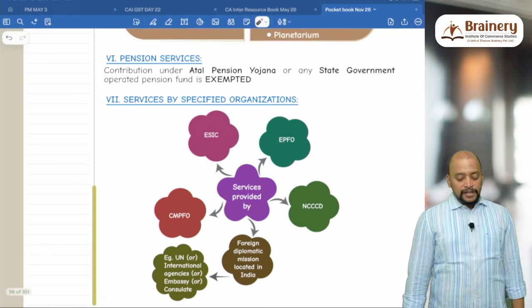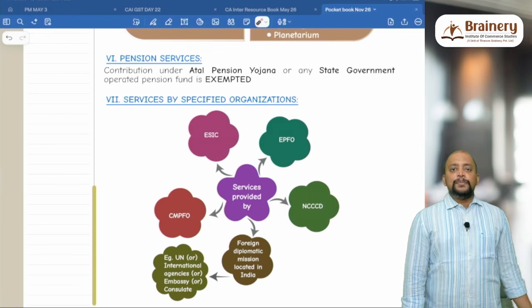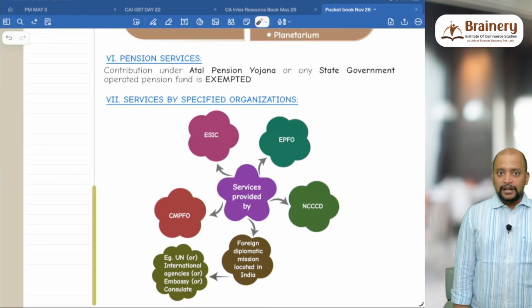Then pension services: contribution under Atal Pension Yojana or any state government pension fund will be exempted. Only 2 pension schemes are exempted as of now.